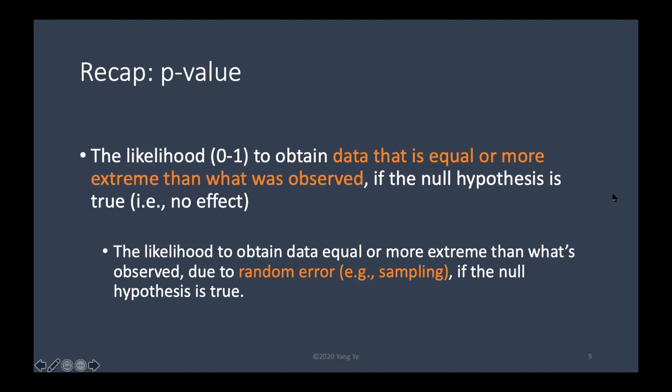Remember that in the sample variation, we showed that due to random sampling error, we sometimes get extreme values. Let's say sample mean, right? If we keep sampling from the same population, once in a while we get quite extreme values, extremely high or low values in terms of sample mean. And that extremity can be quantified using this probability. Okay?